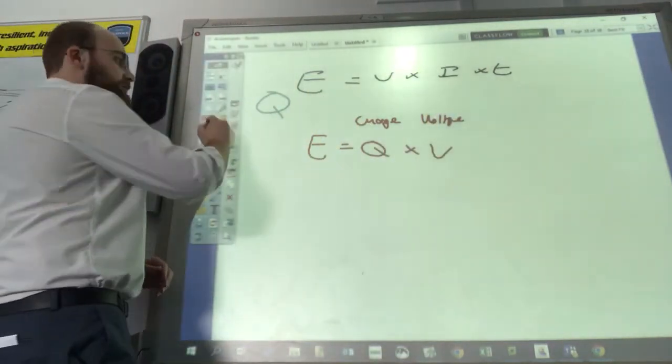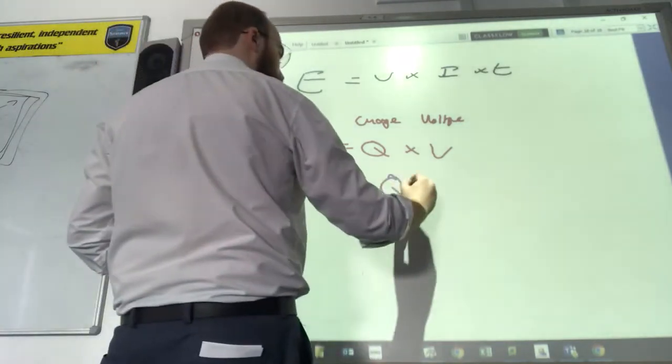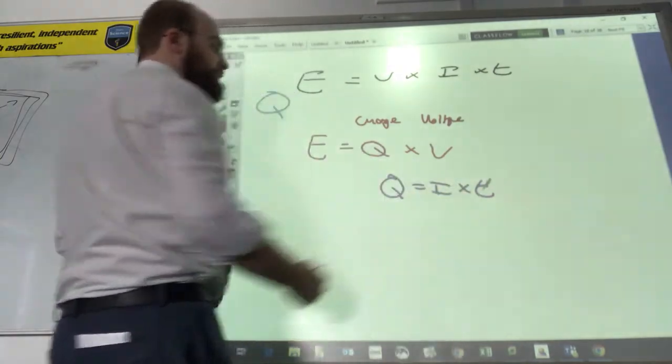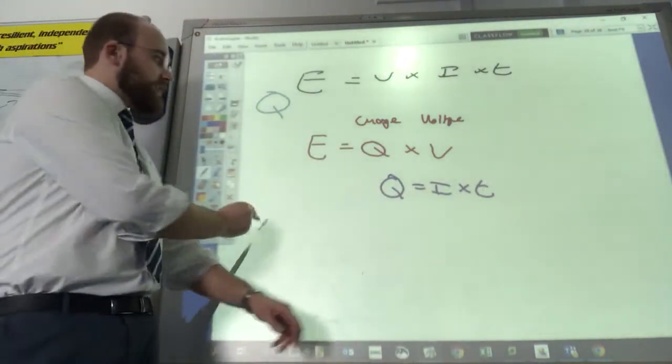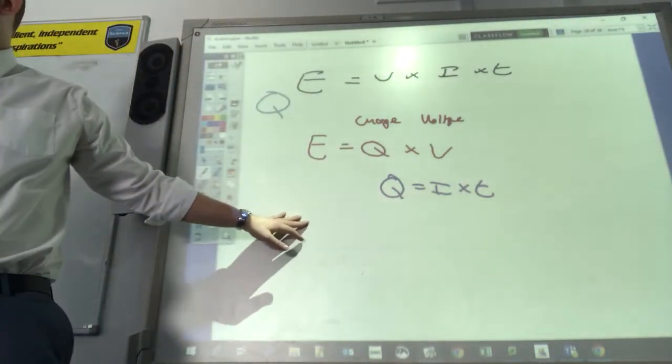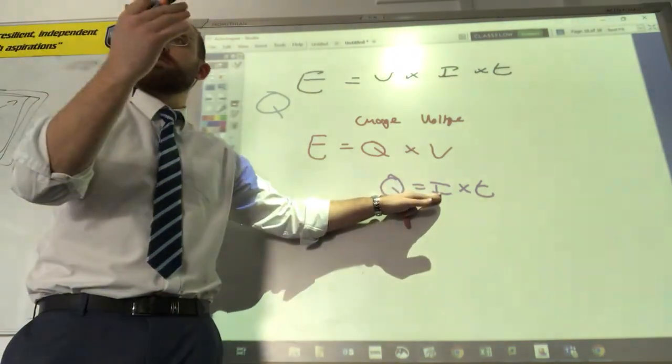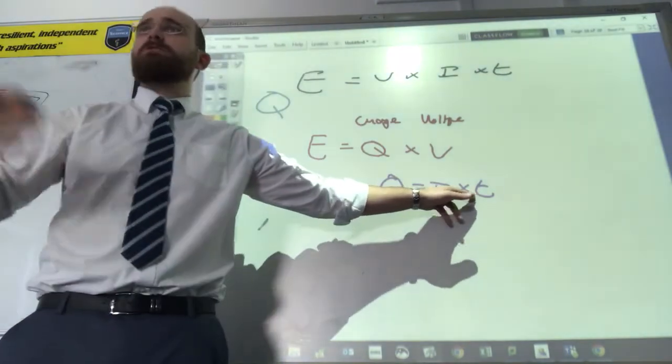There's another equation that you do have to know in your head. Q equals I times T. The amount of charge is equal to the current multiplied by the time. Because charge is a measure of how many electrons are carrying energy around the cell, current is a measure of the rate of flow of electrons around the circuit, and T we measure in seconds.